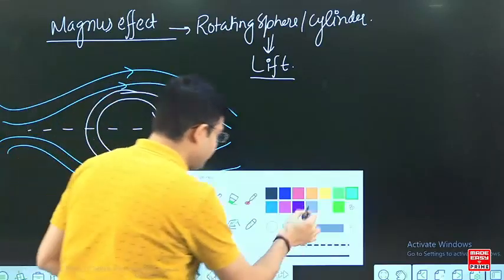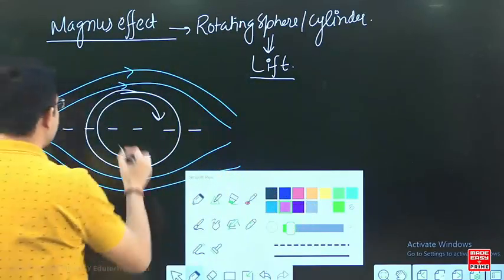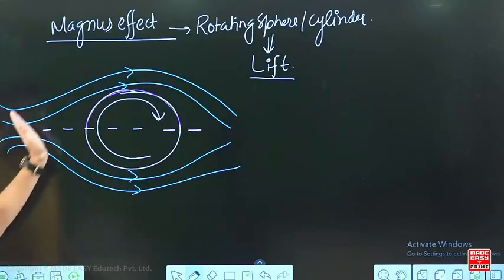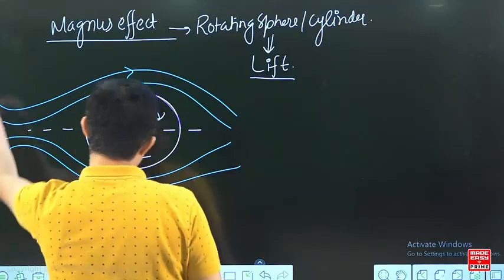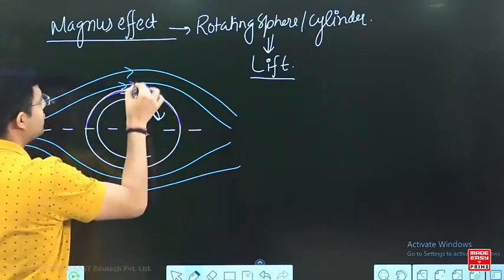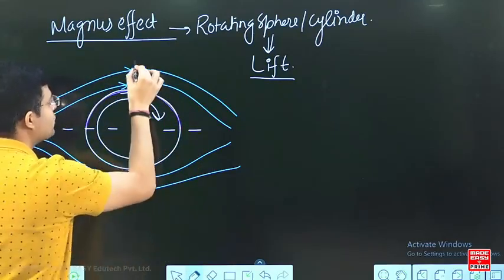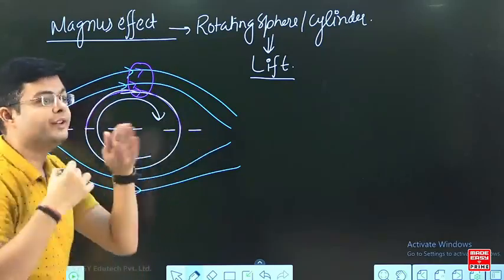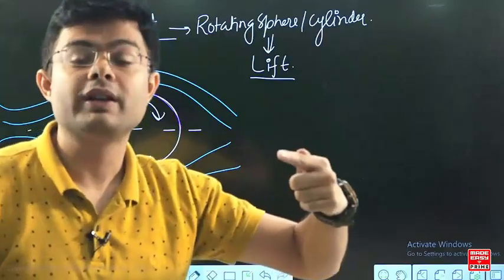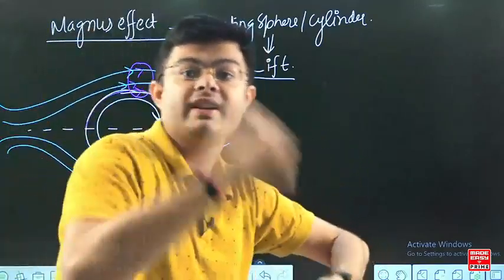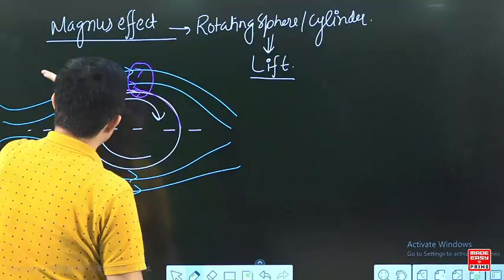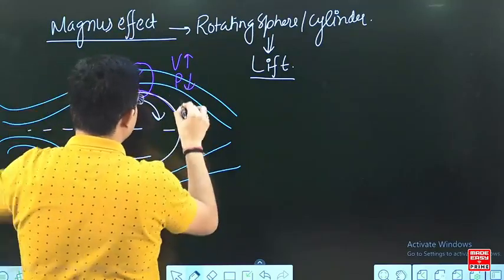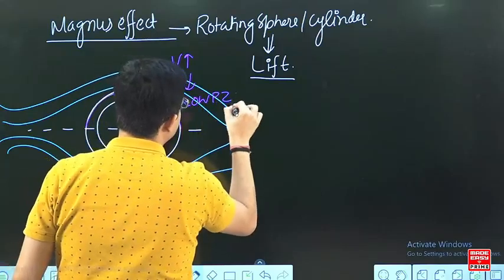Now listen carefully. If your flow is like this, just look at the upper part of the ball. The upper part of the ball is rotating like this, and the fluid is also moving like this. So the motion of the flow is coinciding with the direction of the motion of the ball. Due to this, the velocity of the molecules above the ball will increase. Because the ball and fluid are moving in the same direction, velocity will increase, pressure will decrease above the ball, hence a low pressure zone will be created above the ball.